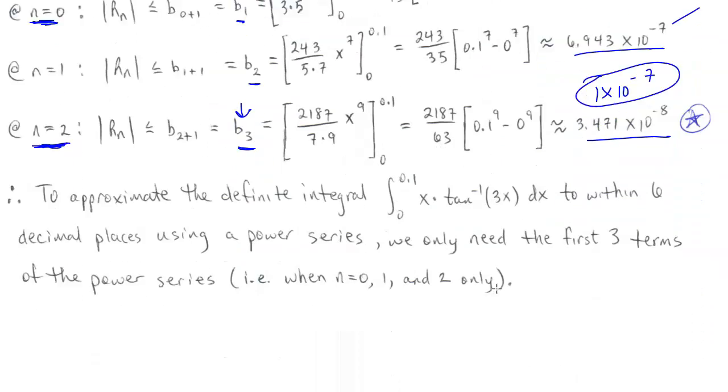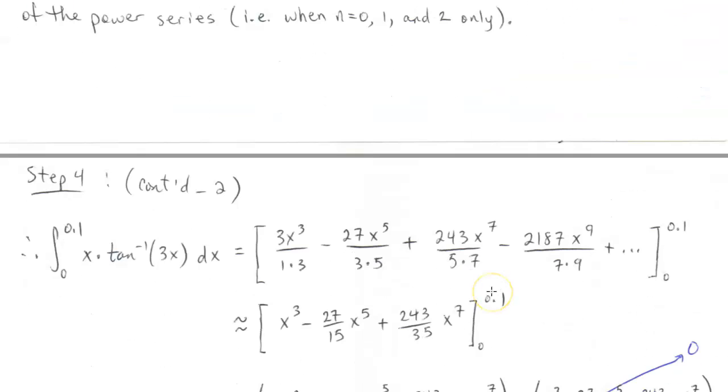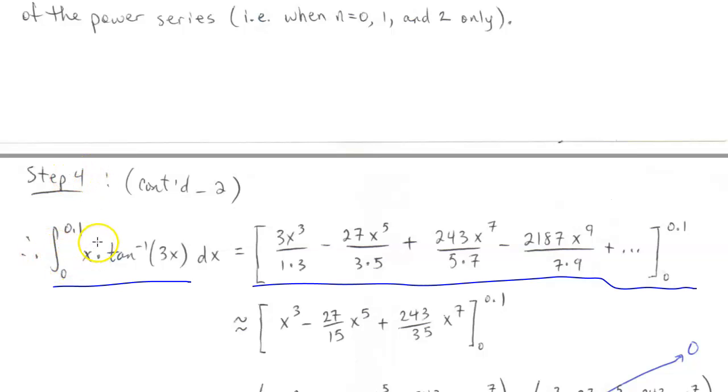So at this point, we're just going to go ahead and move on. And we'll say here that we're going to have our definite integral. It could be expressed as evaluating the power series of the equivalent of what this is from 0 to 0.1. And of course, it listed this way means that we have an infinite number of terms, but we're going to approximate it by just looking at the first three.